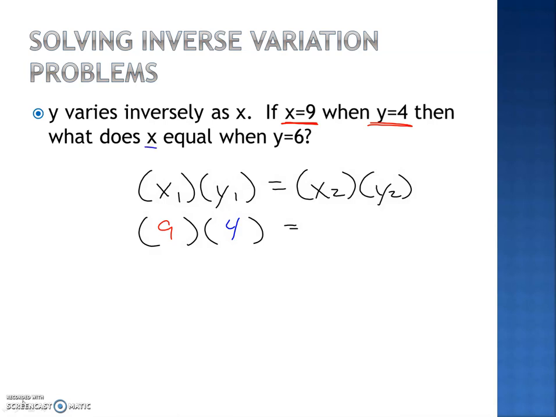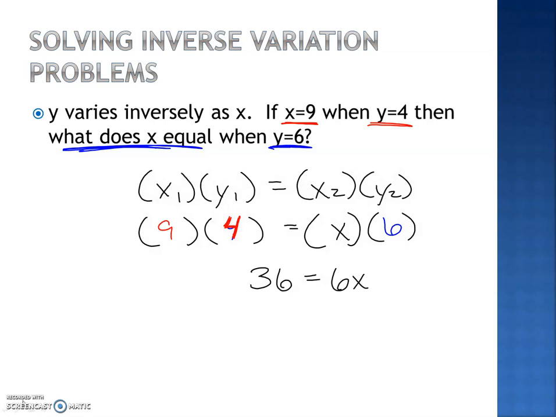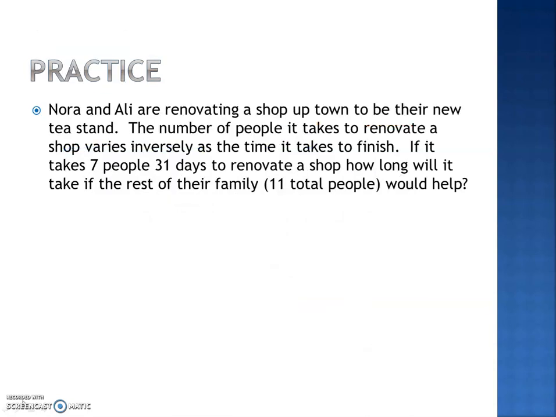Okay, what does x equal then? So now my second situation is, what does x equal when my y is 6? So what is my x going to be when my y is 6? Okay, so I'm going to multiply. I don't know why I wrote that in blue. I'm sorry, guys. That should have been in red. So I'm going to multiply 9 times 4, which gives me 36, x times 6, which gives me 6x. I need to divide both sides by 6, and I find that x would equal 6. So if my x equals 9 when my y equals 4, then when my y is a 6, my x would also be a 6. Okay? Let's try one more example.